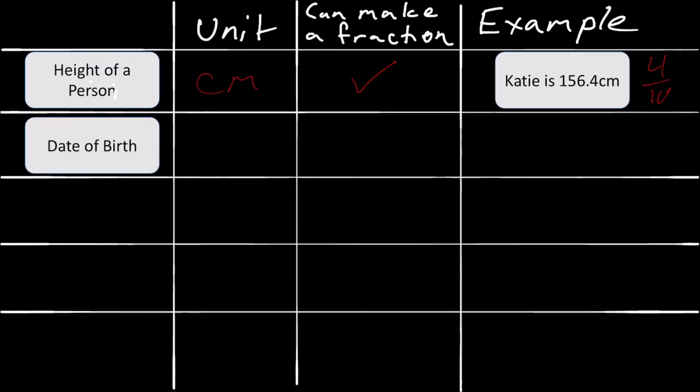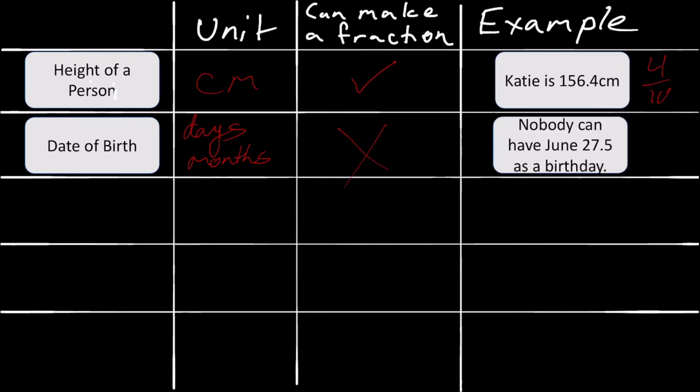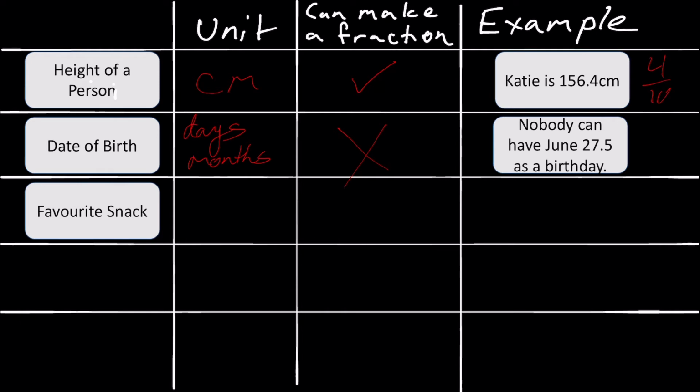All right, date of birth. We can say that's measured in days and months. And we cannot take a fraction of that, because no one is going to say, hey, my birthday is June 27.5. Right? That's not going to happen. Okay, so favorite snack. Well, everybody's going to have a different favorite snack. It would be much better to chart it on a bar graph because it's going to be different. So the units are going to be different. We can't take a fraction of that, right?